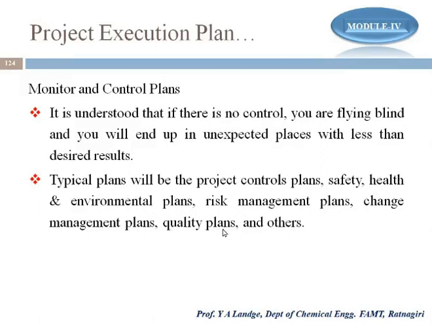So in the monitoring and controlling planning, we have to work on the safety of the plant, safety of human beings, health and environmental plans, that is the safety of the environment, and risk management, which you need to have there. What are the risk management plans? Change management plans come under project execution, and the quality plans. All these things come under the monitor and control plans, and we need to discuss all of it while doing the project execution.